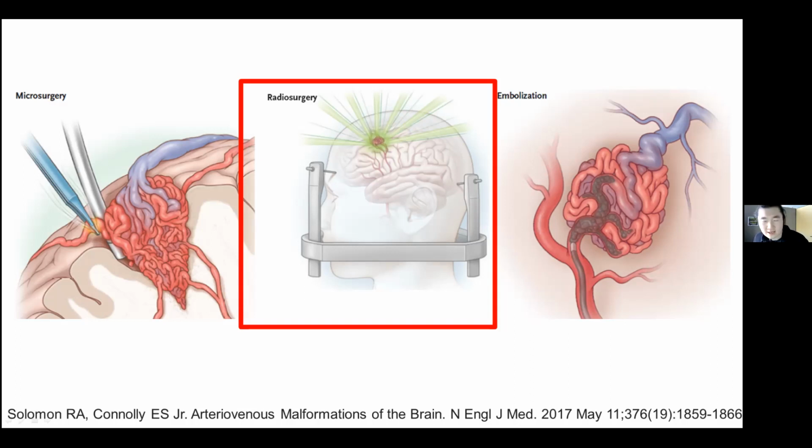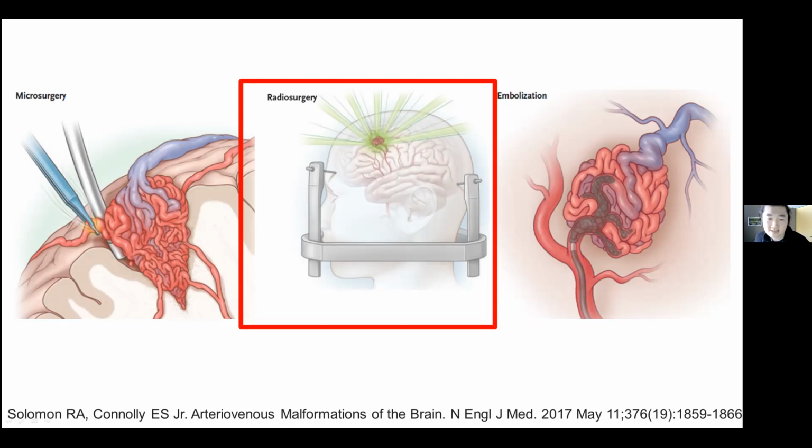And the important thing to know about radiosurgery is that it usually takes 1 to 3 years, sometimes longer, for this obliteration process and thrombosis to occur and for effective treatment to take place. So, during this latency period, your patient is going to remain, theoretically at least, at risk for hemorrhage.